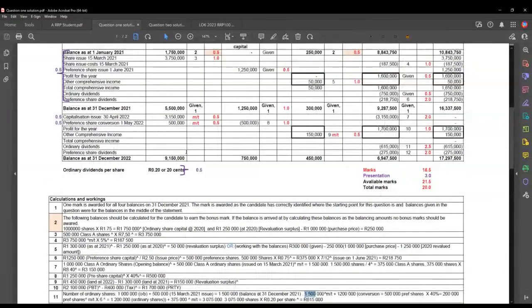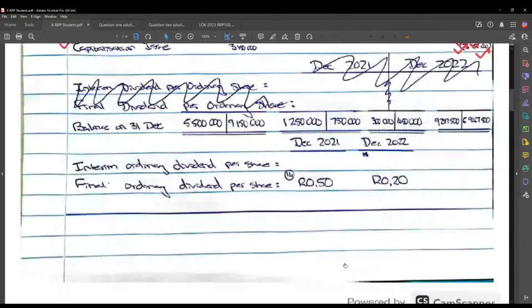Don't think we've missed anything. The last thing is the dividend. You'll see that the student has given us both dividends for both years. However, there was only 1.5 mark available for the current year only, right? So I think the student is probably right in disclosing both, but the solution is just for 2022, right?